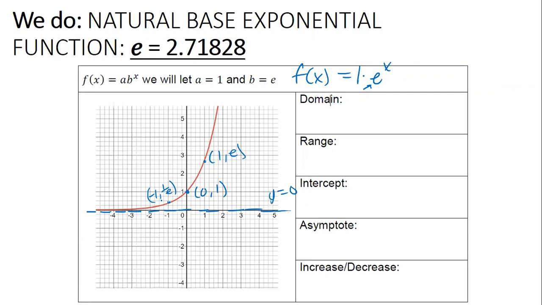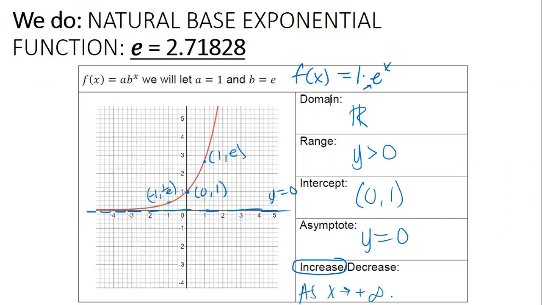This is to show you that the rules still stay the same, that they are true rules, they exist. Our domain is still all real numbers. Our range is still y is greater than 0. Our intercept is at (0, 1). Our asymptote is at y equals 0. And this is a growth. It increases as x goes towards positive infinity, f of x goes to positive infinity. I should have written f of x. I got lazy.